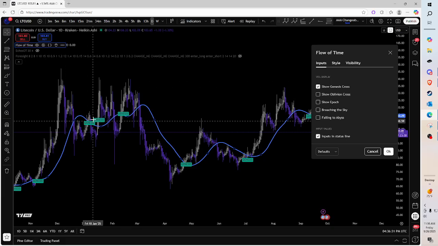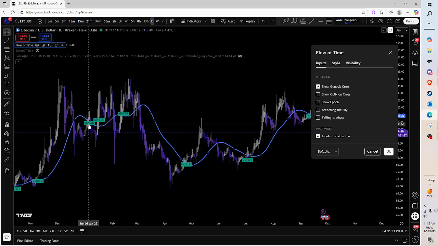Right here, I can tell you, we're going to turn on the Oblivion cross here in just a second, but this would probably be like a bull trap, so it's a reversal. But still, we have the signals on, so we know that that's the case.